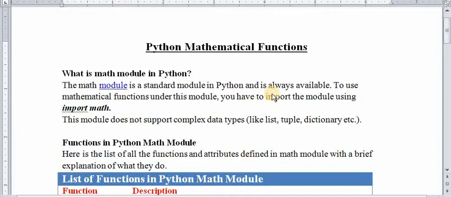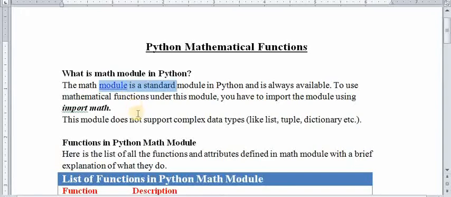So students, in this tutorial you will learn the various mathematical functions used in Python. First of all, you should know about the math module available in Python. What is the math module? The math module is a standard module in Python and is always available to use mathematical functions. Whenever you use a mathematical function, you have to use the math module.